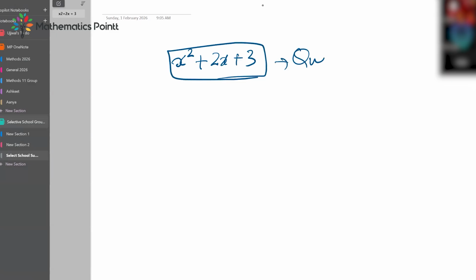So x square, you see here, right? My handwriting has improved. x square plus 2x plus 3 is a quadratic expression. Now, if I say x cube plus 2x square plus 3x, what kind of expression is this? Is this a monomial, a binomial, a trinomial, or a quadrinomial?